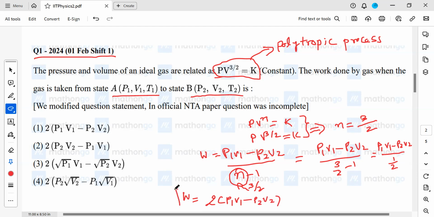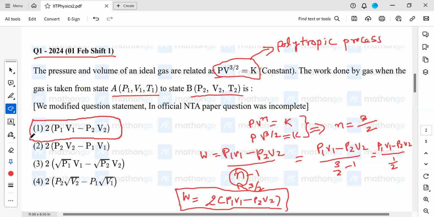The work done for this polytropic process is W equal to 2 into (P1V1 minus P2V2). If you see the options, the first option, 2 into (P1V1 minus P2V2), is the correct option for this problem.